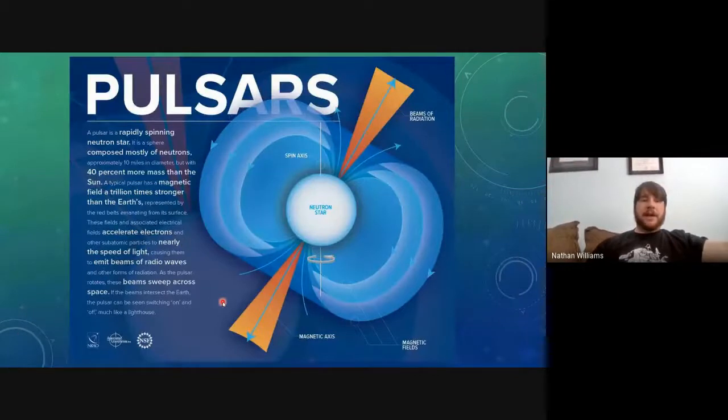And here's a nice little diagram you can take a look at. It's from a radio observatory organization that's put it together. And you can take a closer look in the actual PowerPoint if you want. But it's got a nice diagram showing the rotational and magnetic axes and how they're misaligned.